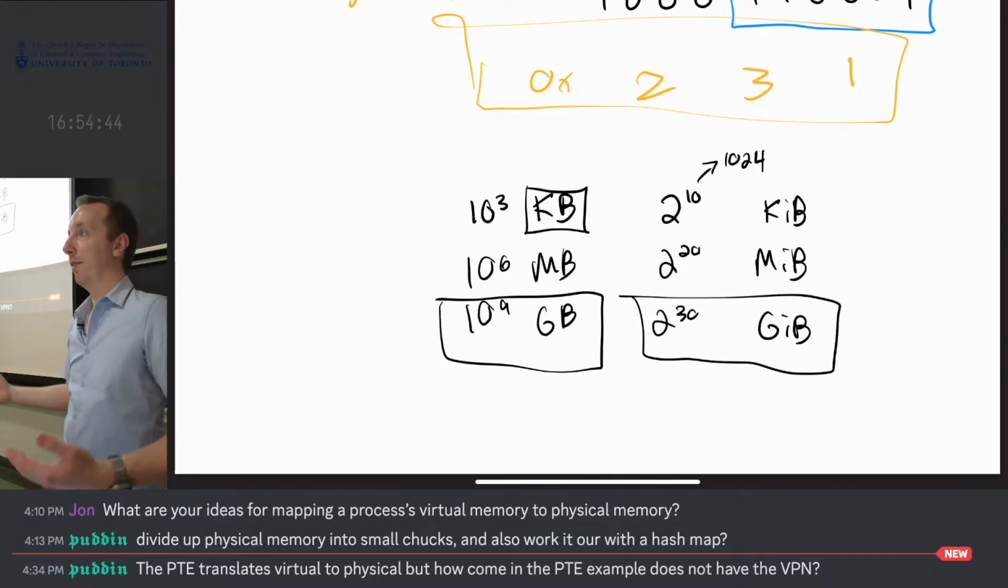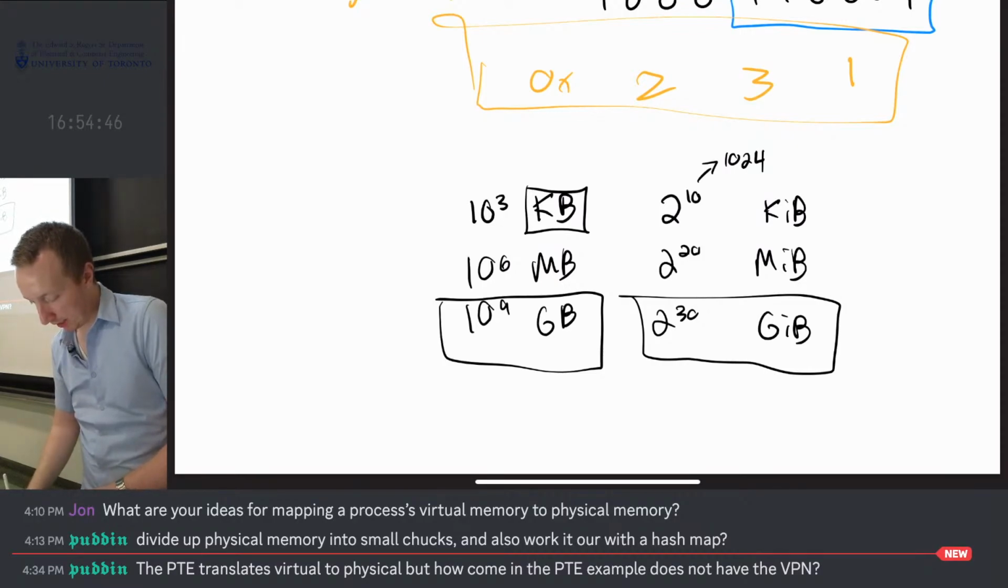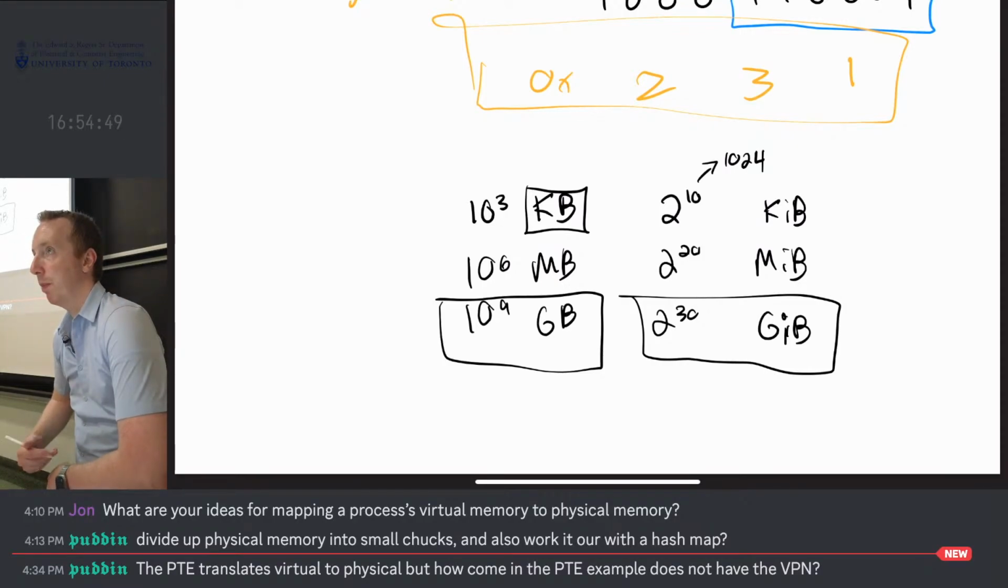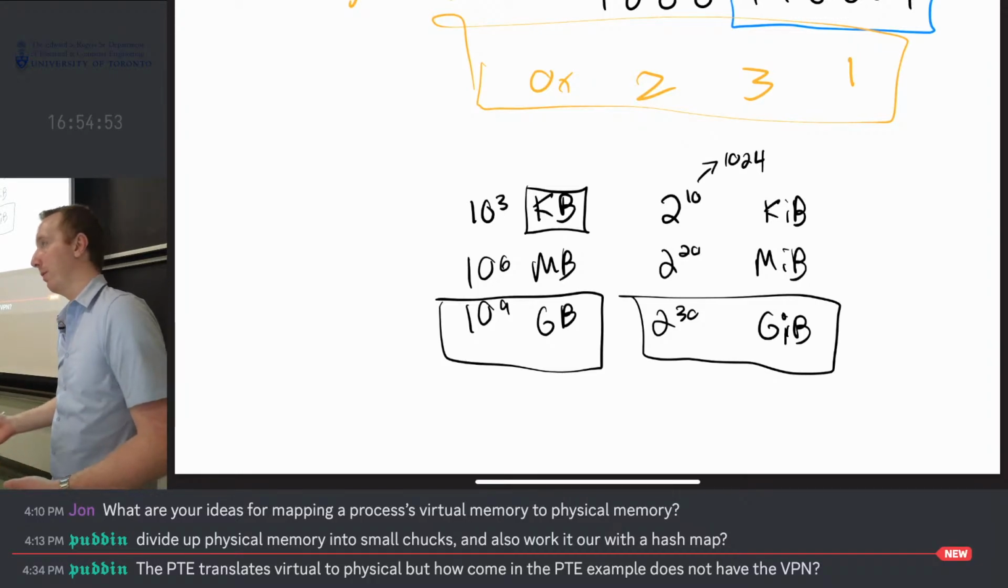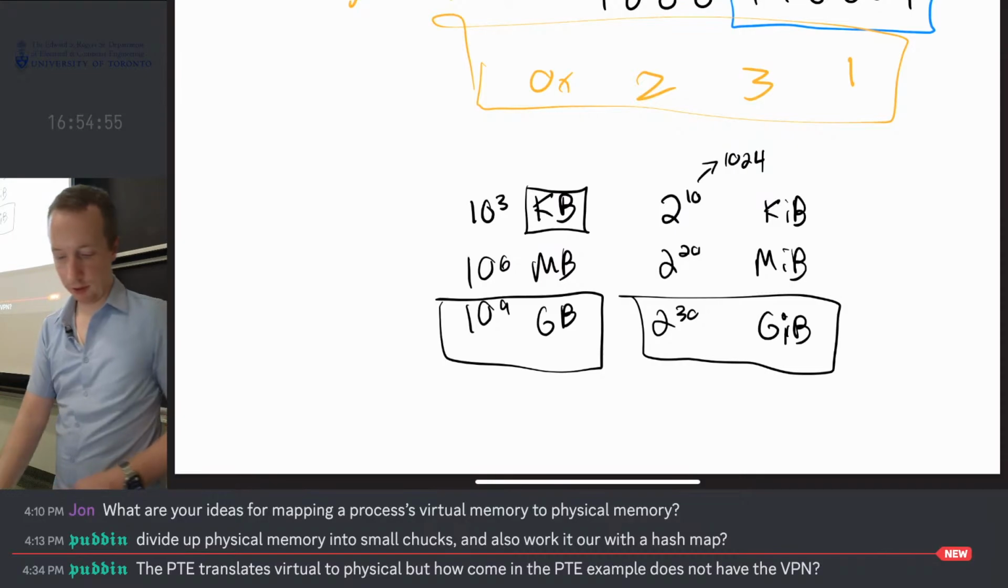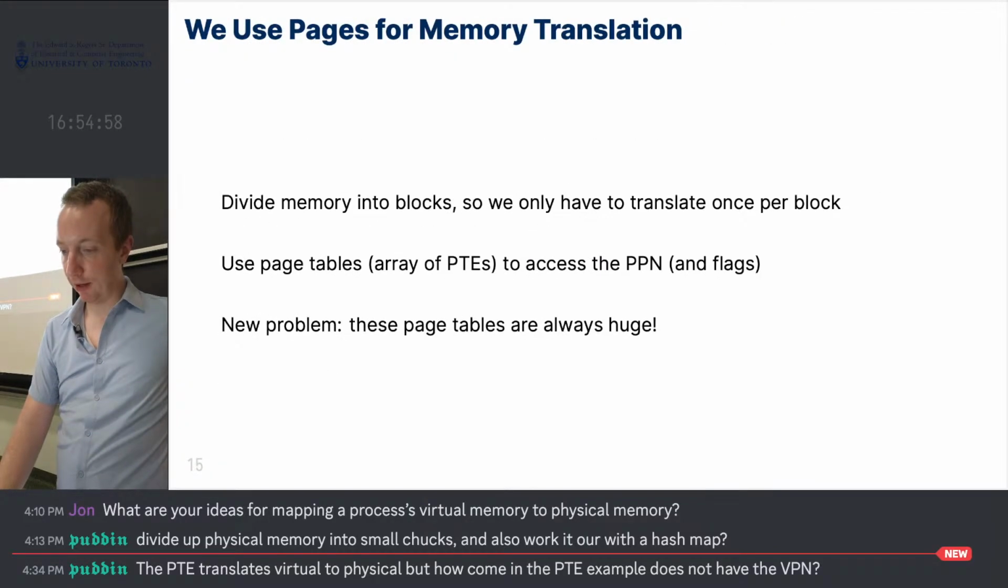So that's the differentiation. This little i always means powers of 2, and if you just see gigabyte, you have no idea whether it's powers of 10 or powers of 2. So that is your fun aside for the day.